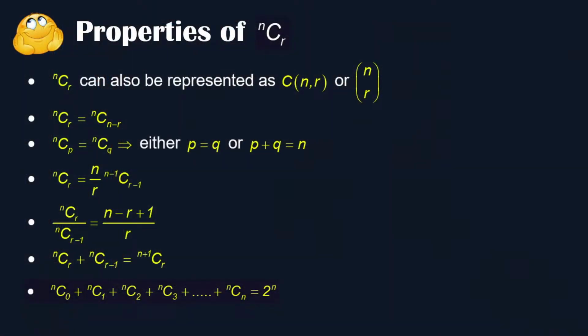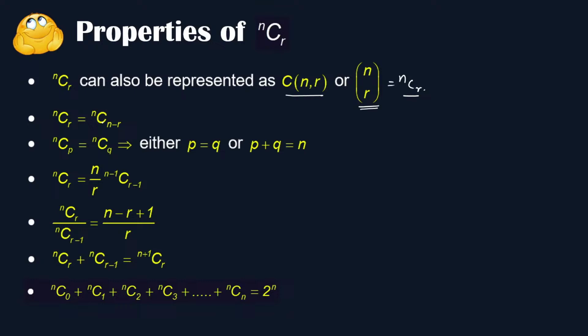Before that, let us discuss some properties of nCr. nCr can also be represented as C(n, r). These are different ways of writing nCr. It can be written as C of n comma r, or it can be written in this way also. The meanings are all the same. They are all equal to nCr. This is a different way of writing.